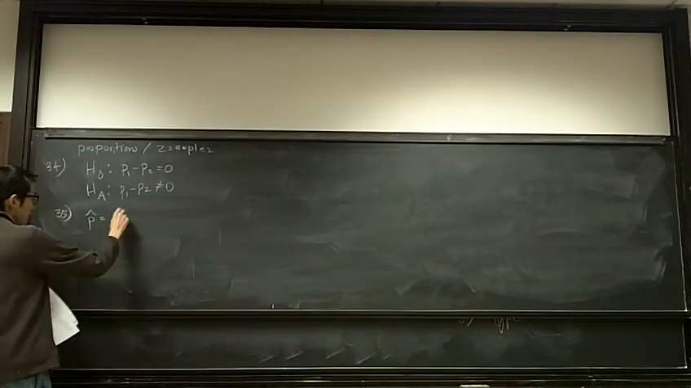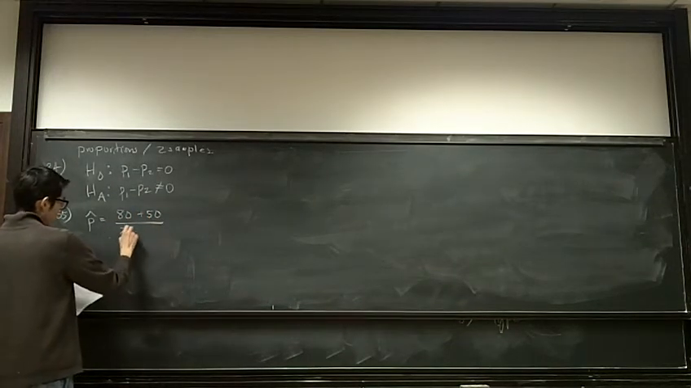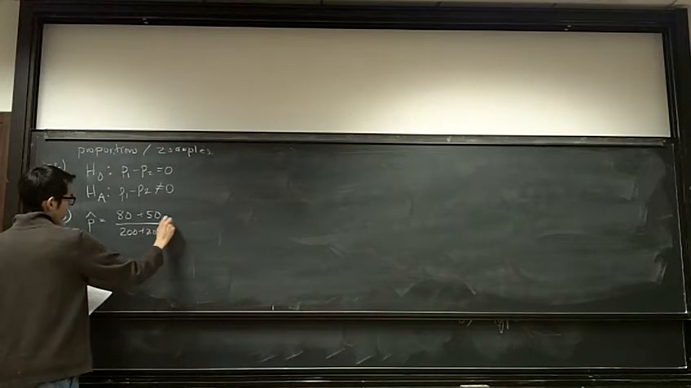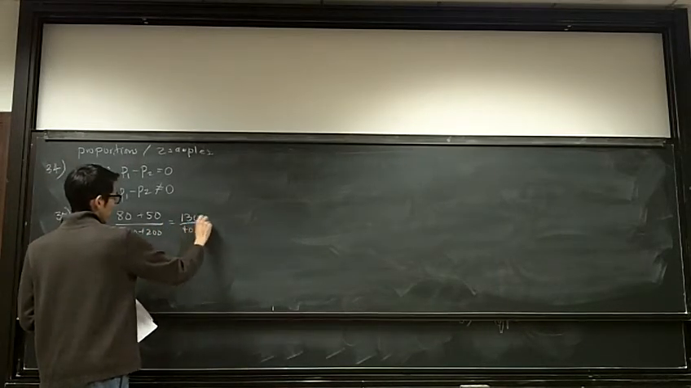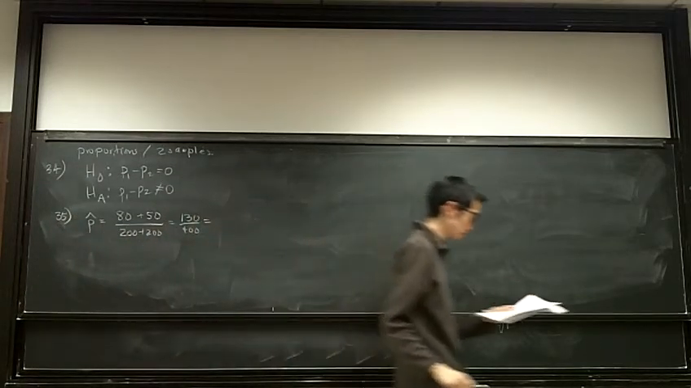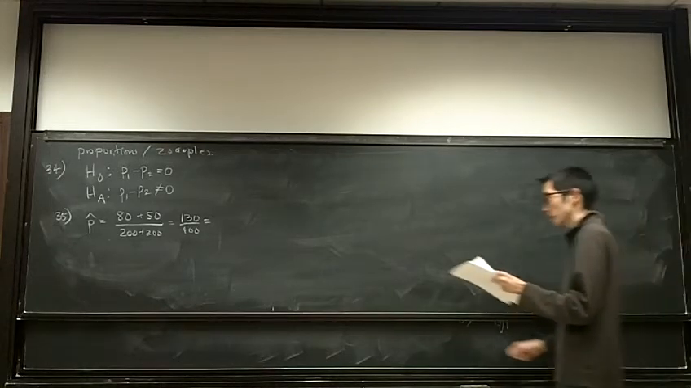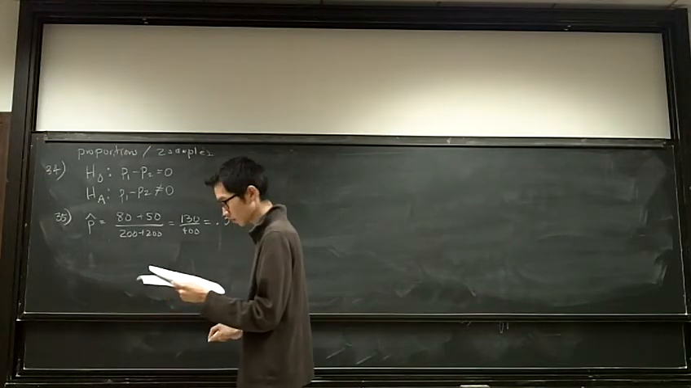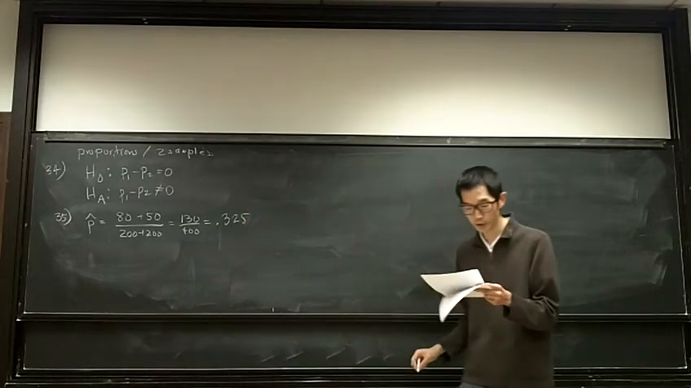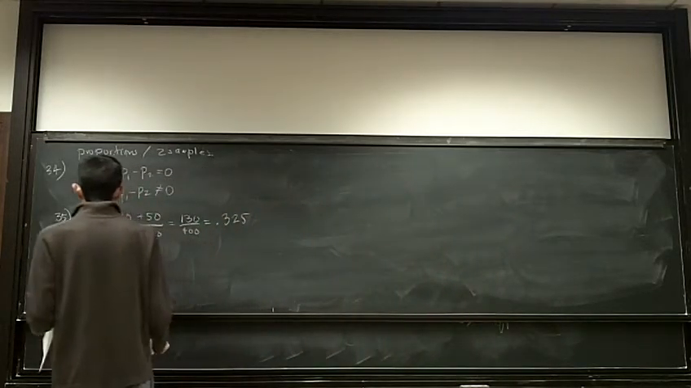P hat in this case, we're going to take 80 plus 50 divided by 200 plus 200. So we have 130 over 400, which is 0.325. Great. That's 35. Number 36 says perform a hypothesis test. What is the test statistic?